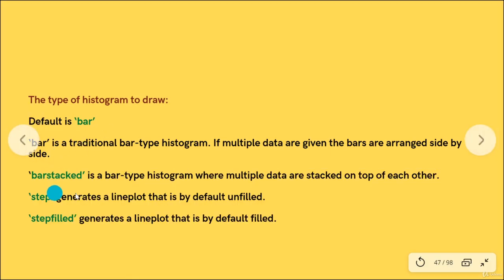Like you can say it should be bar stacked. So in this case, multiple data will be stacked on top of each other. We have already discussed what a stacked bar chart is all about. Then it can be step. In case of step, it generates a line plot that is by default unfilled. Or it can be step filled also. That means it will generate a line plot and will be filled by default as well.